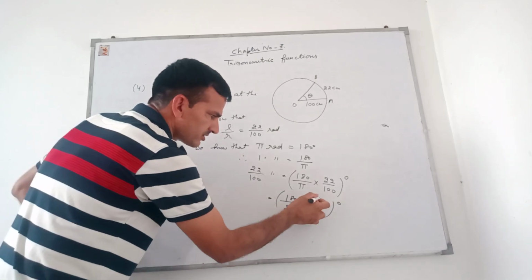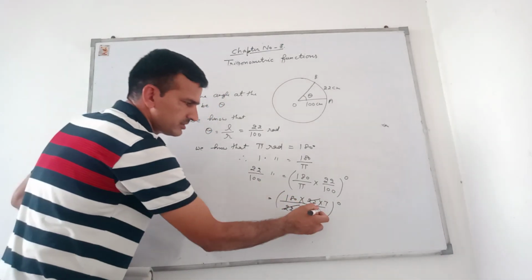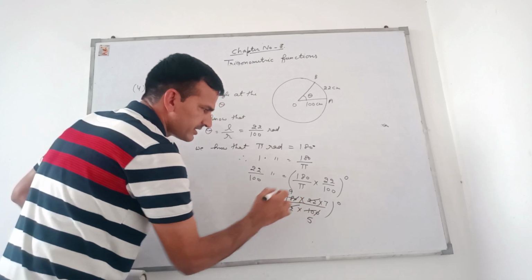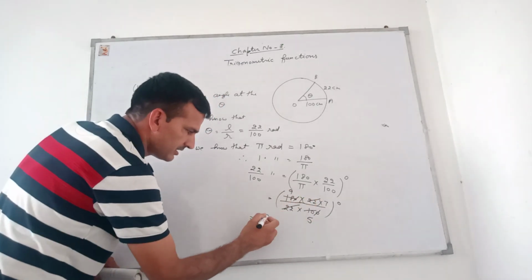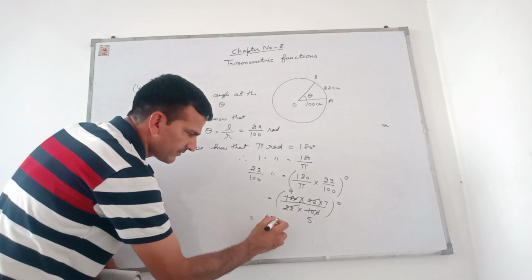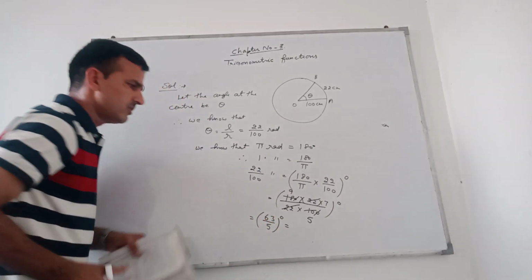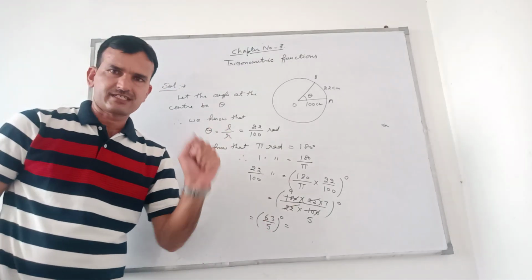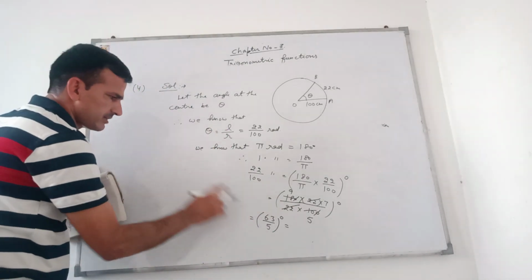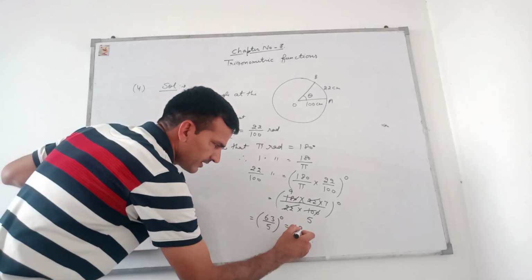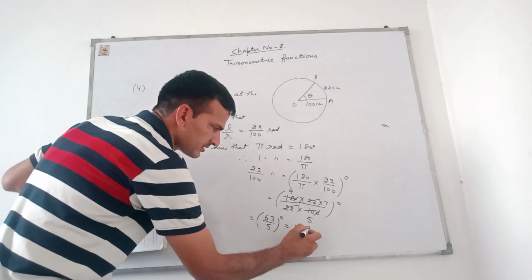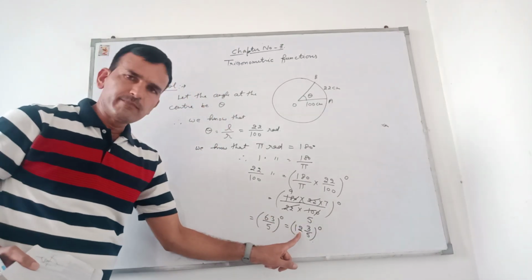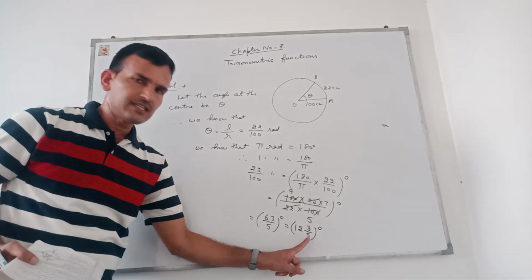This is the degree. 22 cancels with 22, 2 fives are 10, 2 nines are 18, 7 nines are 63, by 5 degree. Now change this improper fraction into a mixed fraction. Divide 63 by 5. We get 12 and 3 by 5 degree. Means 12 degrees complete, but 3 by 5 is less than 1 degree.